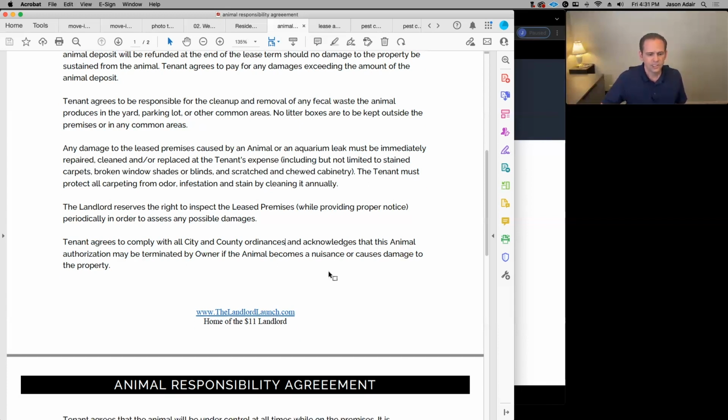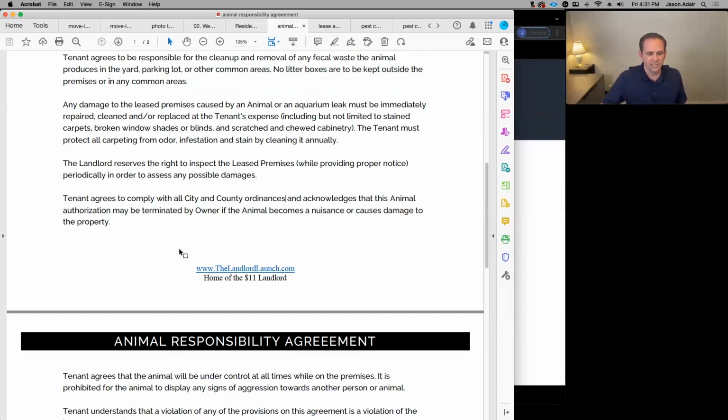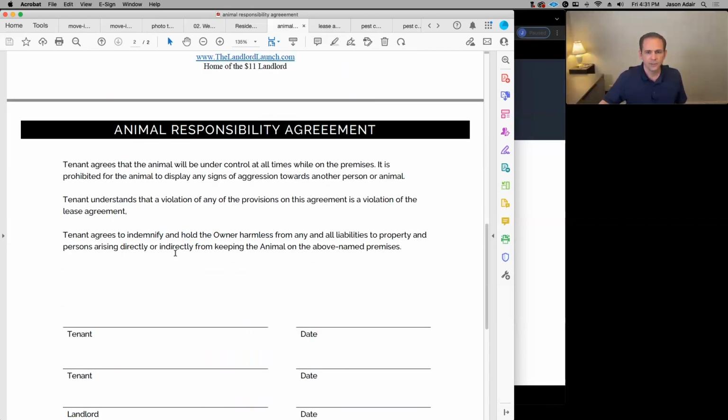If it becomes a nuisance or causes damage to the property, the lease can be terminated. You give them your notice, 1430, whatever your lease compliance notice is. Animal will be under control at all times. Again, the tenant understands a violation of the provisions of the agreement is a violation of the lease agreement. Agrees to indemnify and hold the owner harmless from any and all liabilities to the property and persons arising directly or indirectly from keeping the animal on the above named premises.